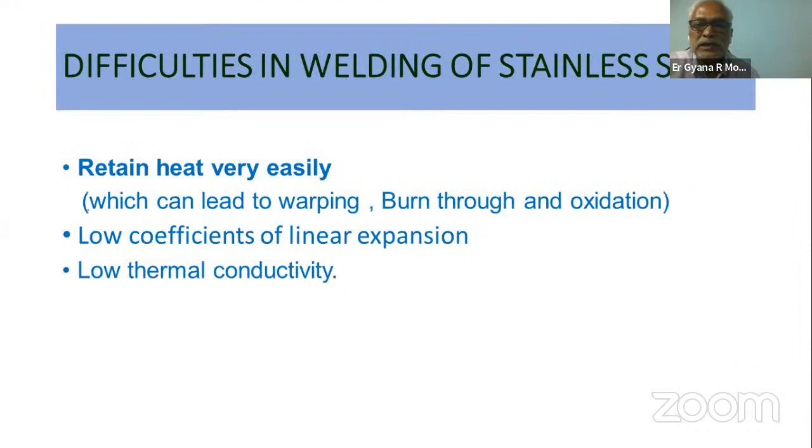Stainless steel is not as easy to weld as carbon steel. Carbon steel is easier to weld than stainless steel. The reason is that stainless steel retains heat very easily. That means when we do the welding, a lot of heat is generated. Unlike carbon steel, which dissipates the heat immediately away from the joint, stainless steel retains the heat. That is why it can lead to warping and burn-through oxidation.